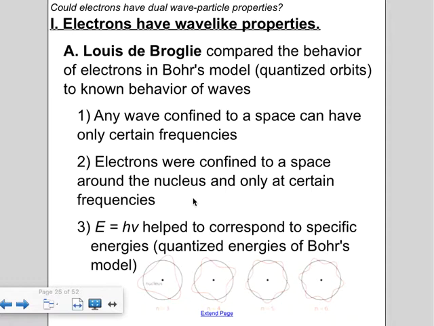And so we go back to Planck's equation: the energy of whatever you're looking at equals h, which is that constant, times the frequency. And it helped us correspond to specific energies. Basically, if you imagine this as the nucleus of an atom, these electrons are orbiting the nucleus in a quantized energy, but they're also behaving like waves. Can I move on? Yes, miss.